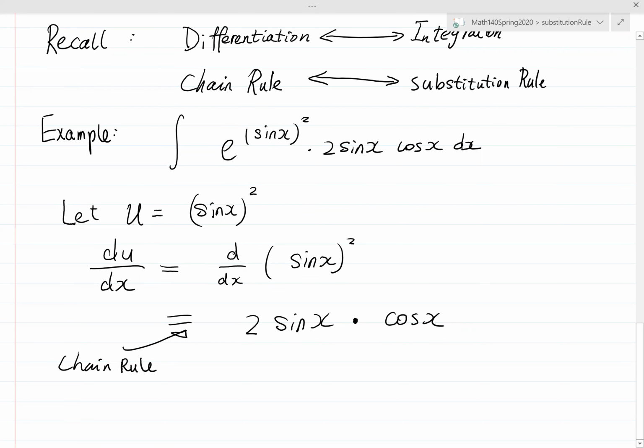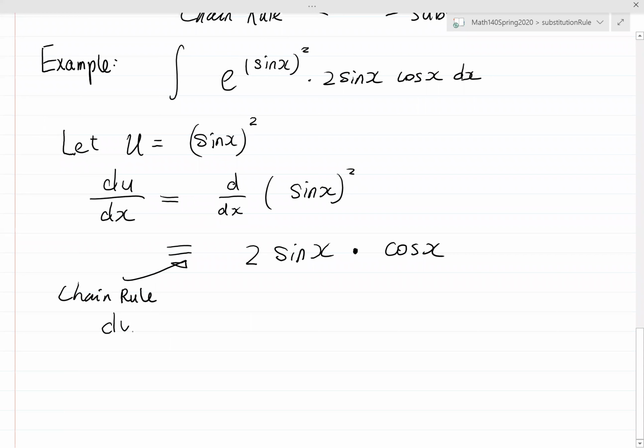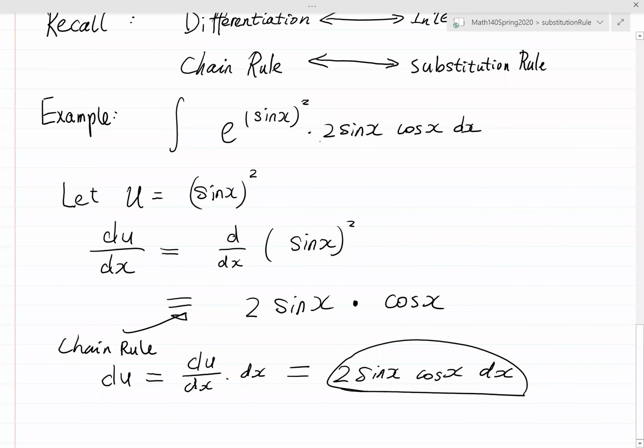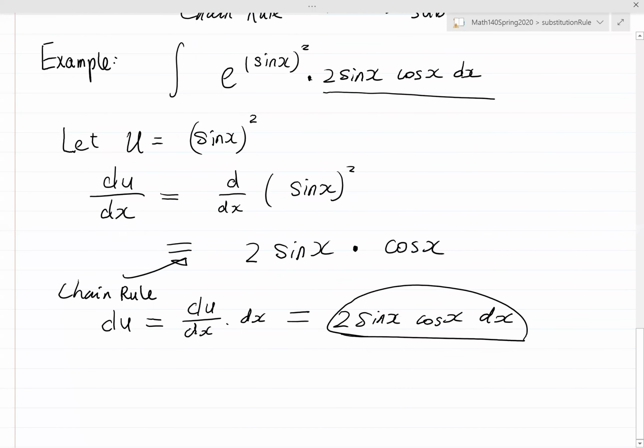So du is du over dx times dx. We already know du over dx, so du is twice sine x cosine x dx. Then we see that this same factor, twice sine x cosine x dx, also appears in the indefinite integral. So this means we have made the right choice.